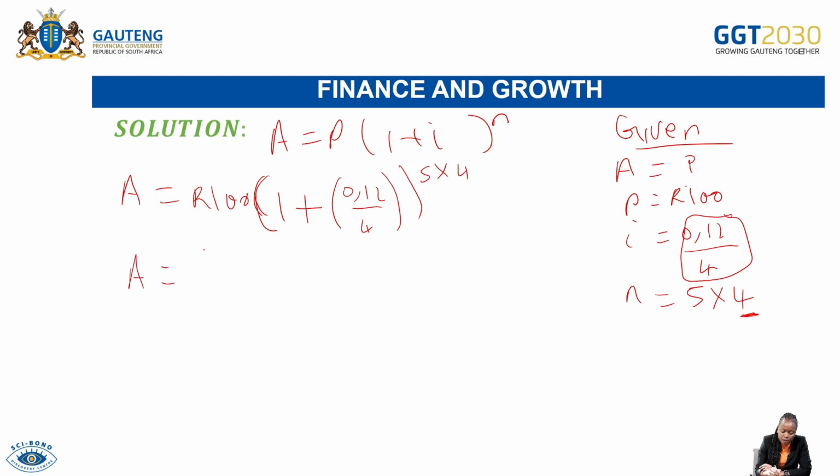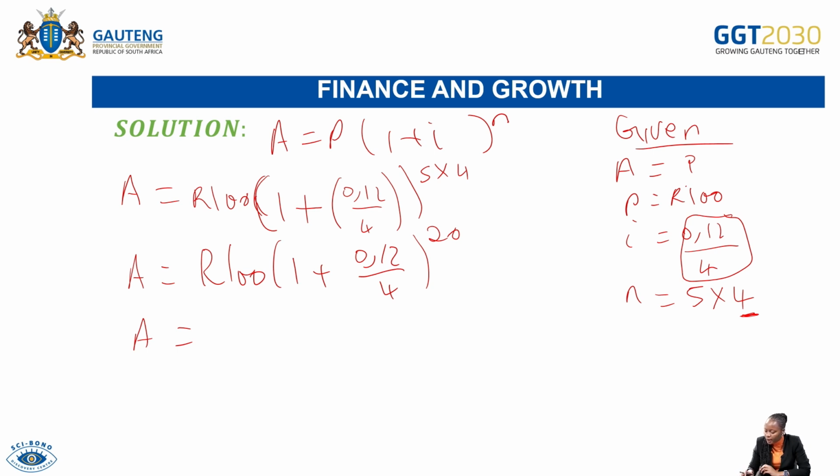So your A will be equal to 100 rands, 1 plus 0.12 divided by 4. Then the exponent is going to be 20. So your A equals 100 into 1 plus 0.12, you divide by the 4, which is quarterly. So it means your interest will be received 4 times in a year, right? So your final amount is going to be 180 rands, 611 cents.